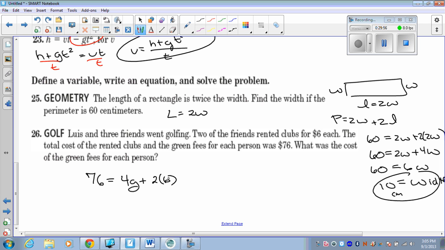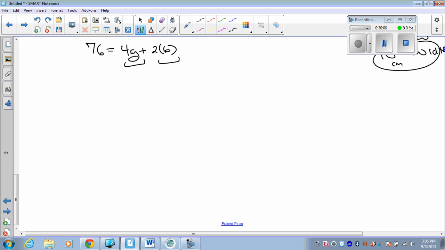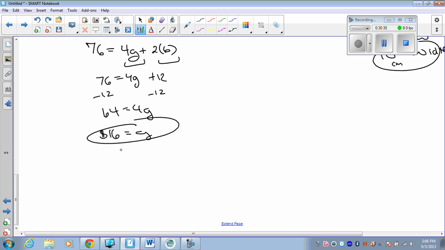But now we have a simple equation to find the green fees. Here's the green fees. Here are the clubs. Since there are 4 people, you have 4 green fees. 2 people rented clubs for $6 each. So now let's just solve that. 6 times 2 is 12. I'm going to subtract 12 from both sides. That is 64. Divide by 4, and you end up with 16 equals G. So your green fees are $16. Qué fácil, ¿no? Sí, por supuesto.